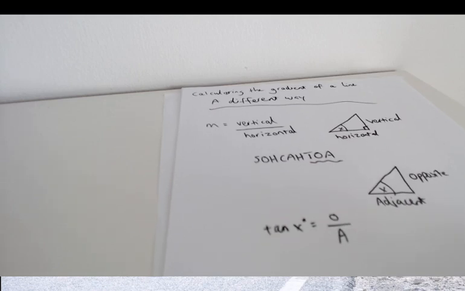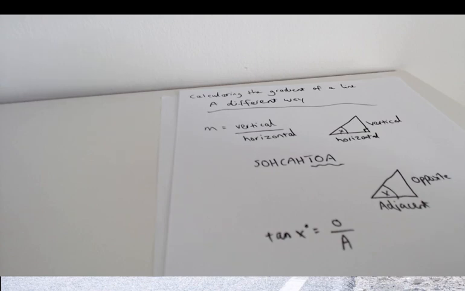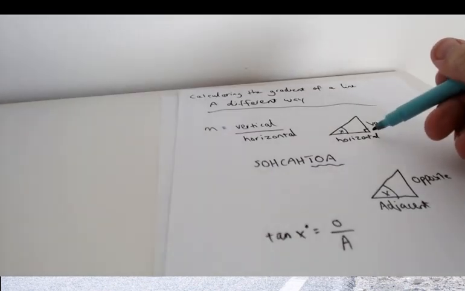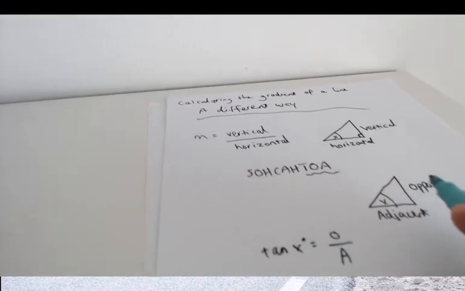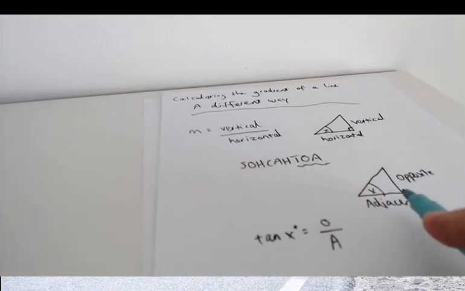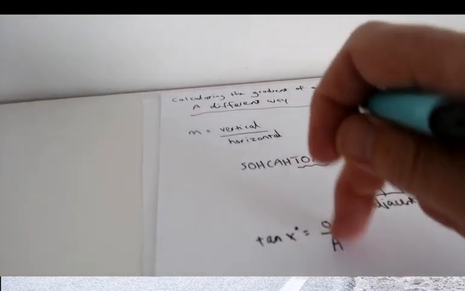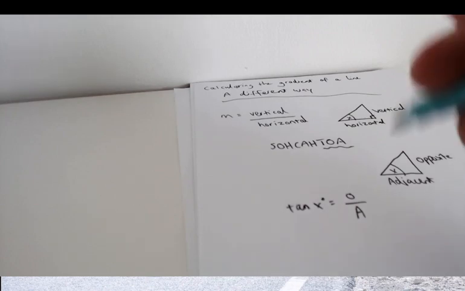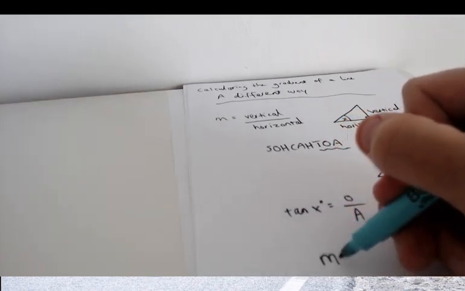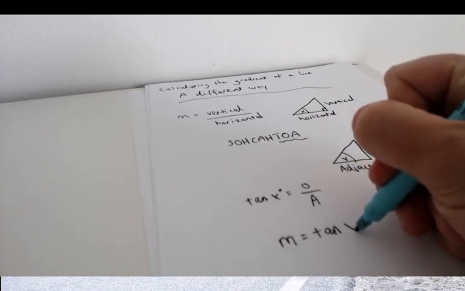Now, I have the same thing twice. I have the vertical side divided by the horizontal side, and that tells me what the gradient is. I have the opposite side divided by the adjacent side, and that tells you what tan x is. Both these things are the same, which allows me to make the next step. That the gradient is actually equal to tan x.